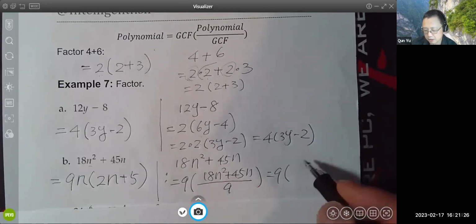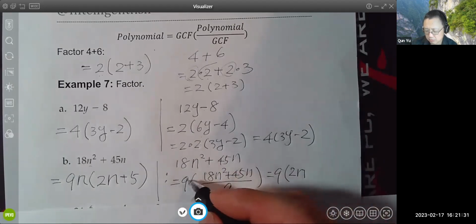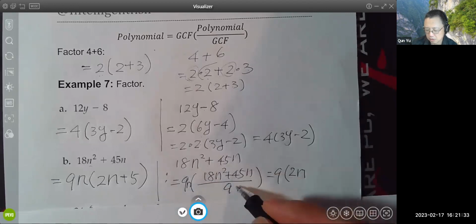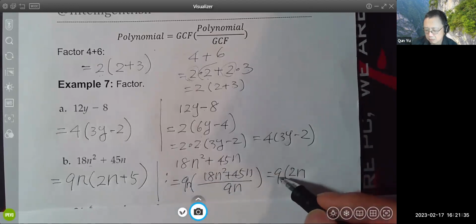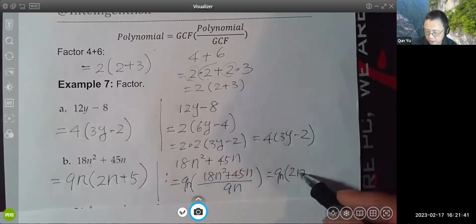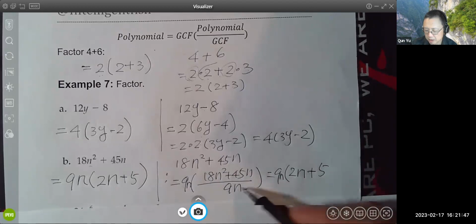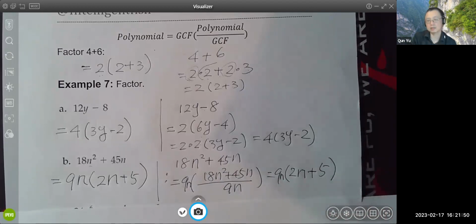18 divided by 9, that's 2n, 9n. I forgot to put n in here. N is also common. So 9n. 18 divided by 9 is 2. N squared cancel n. You still have 1n left. Then plus 45 divided by 9, that's 5. And n divided by n cancelled. Then you still get the same answer.